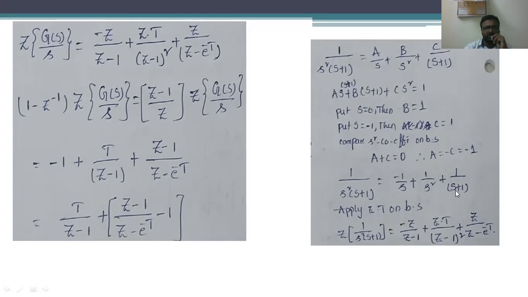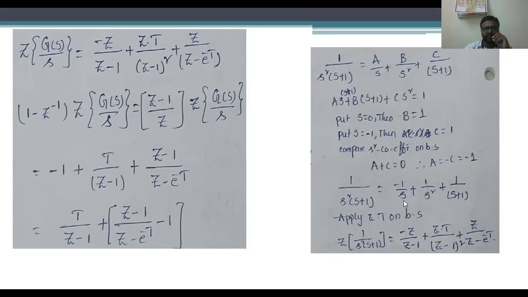So applying the Z transform on both sides, 1 by S is nothing but the step function, that is Z divided by Z minus 1, and 1 by S square is the ramp function, that is Z into T divided by Z minus 1 whole square. And 1 divided by S plus 1 can be taken as Z divided by Z minus e power minus T.